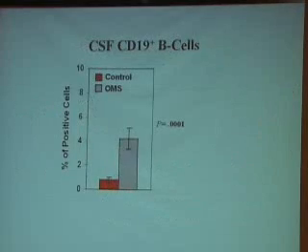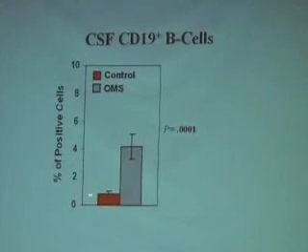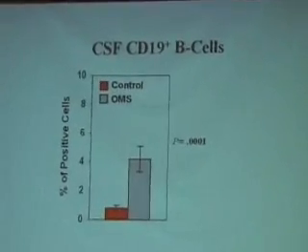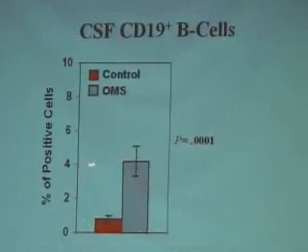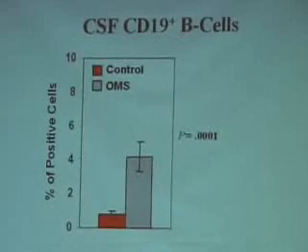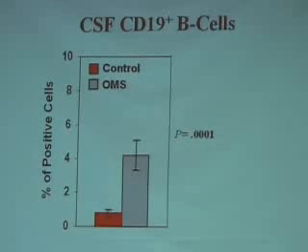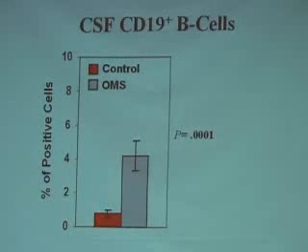This is a blow-up of the B cell picture. So in normal individuals, B cells are tightly regulated at less than 1% of all the other cells. But in OMS, the average was 4%. And in fact, we found some children up in 29%. Very abnormal.